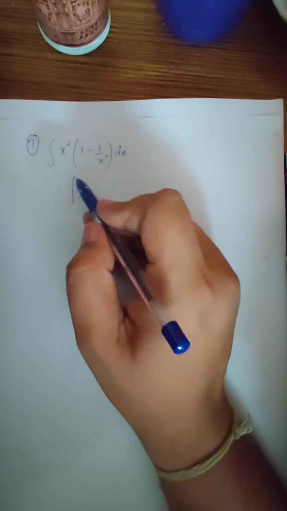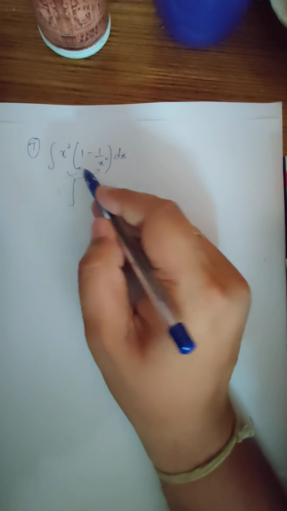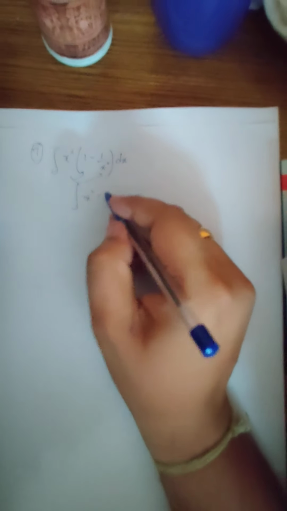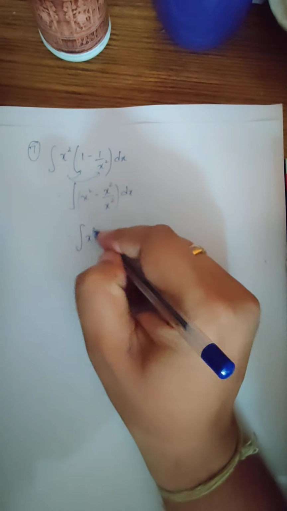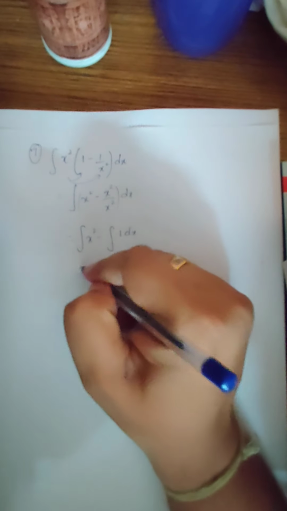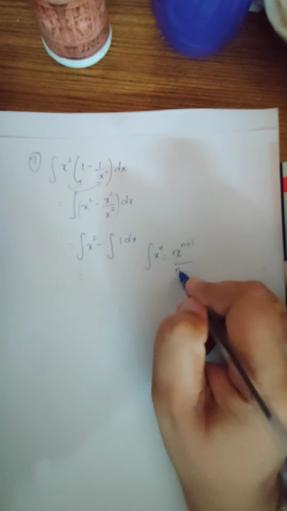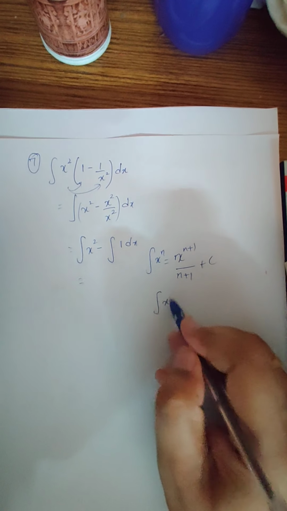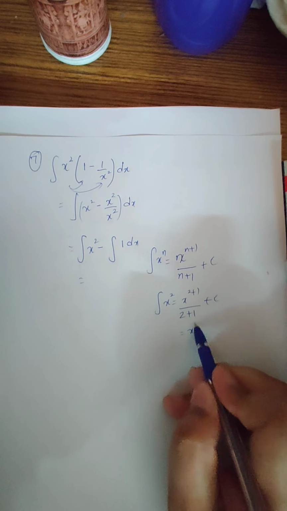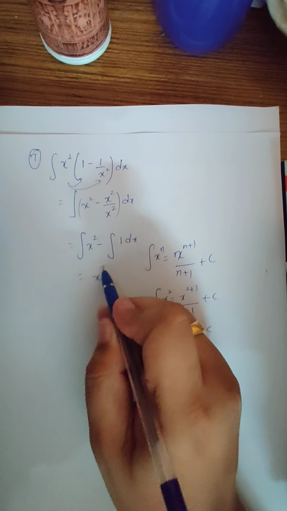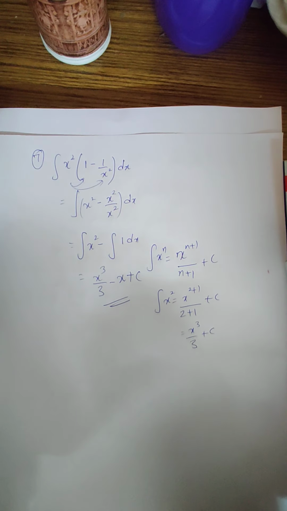This one will be integration of x square into 1 minus 1 by x square into dx. So just multiply, use the distributive property. x square into 1 is x square, minus x square into 1 by x square, into dx. So this will be integration of x square minus integration of 1 dx. We are using integration of x power n equals x power n plus 1 by n plus 1 plus c. So integration of x power 2 will be x power 2 plus 1 by 2 plus 1 plus c. So this will be x cube by 3 plus c. So I'll write x cube by 3 minus integration of 1, which is x plus c. So x cube by 3 minus x plus c.